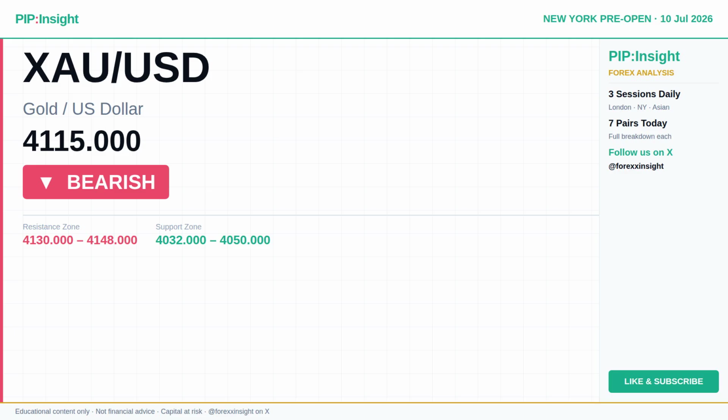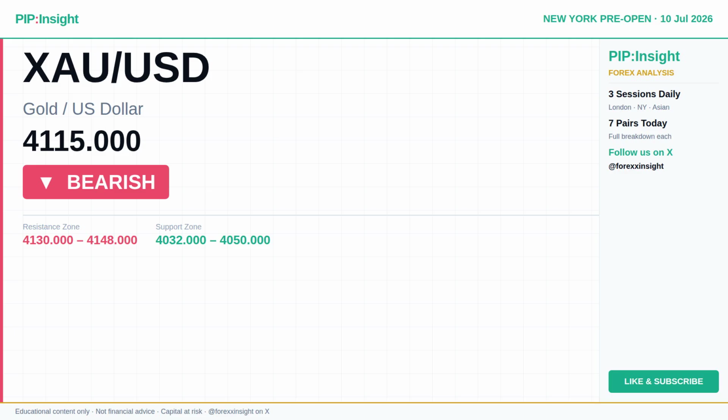Since failing above $4,192 on Monday, price has been grinding lower through a series of declining highs: $4,148, then $4,144, then $4,130, now $4,121. That staircase pattern on the hourly is hard to ignore.